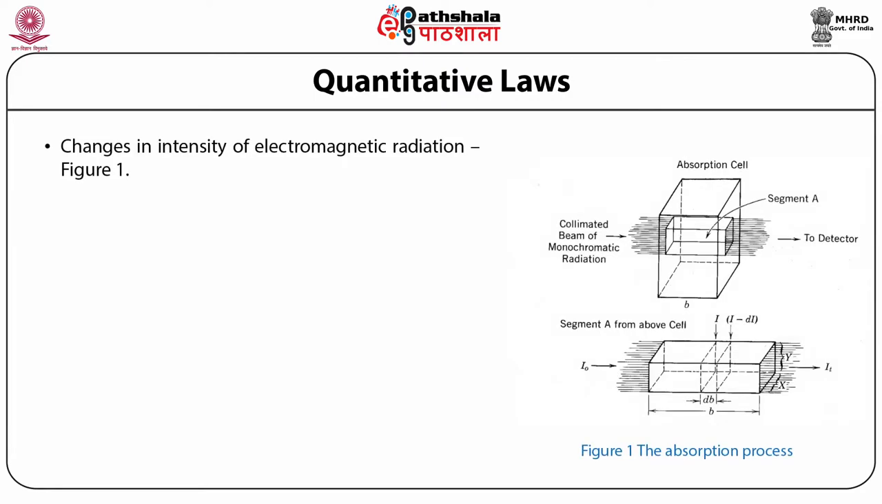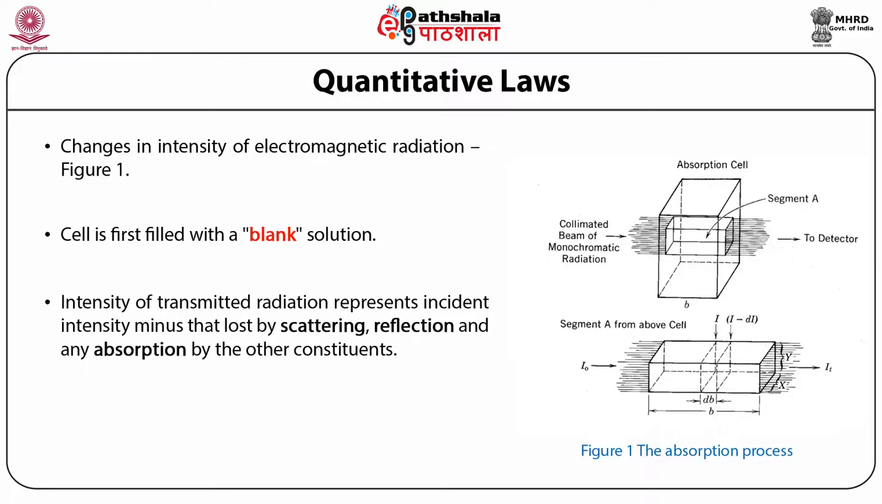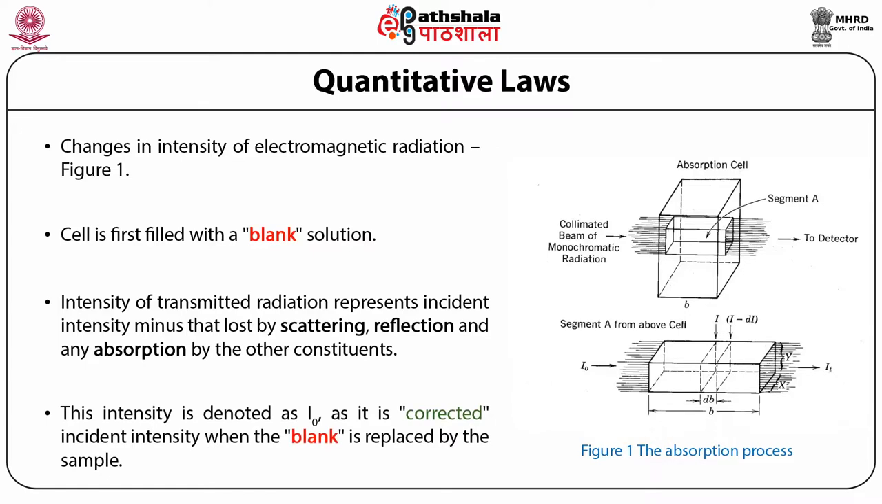Consider the changes in intensity of electromagnetic radiation which occur when monochromatic radiation passes through the absorption cell as shown in figure 1. The cell is first filled with a blank solution which consists of the solvent plus sample constituents other than the principal absorbing species. With this blank solution in the cell, the intensity of the transmitted radiation represents the incident intensity minus that lost by scattering, reflection, and any absorption by other constituents, which is very small. This intensity is denoted as I0 because it is the corrected incident intensity when the blank is replaced by the sample.